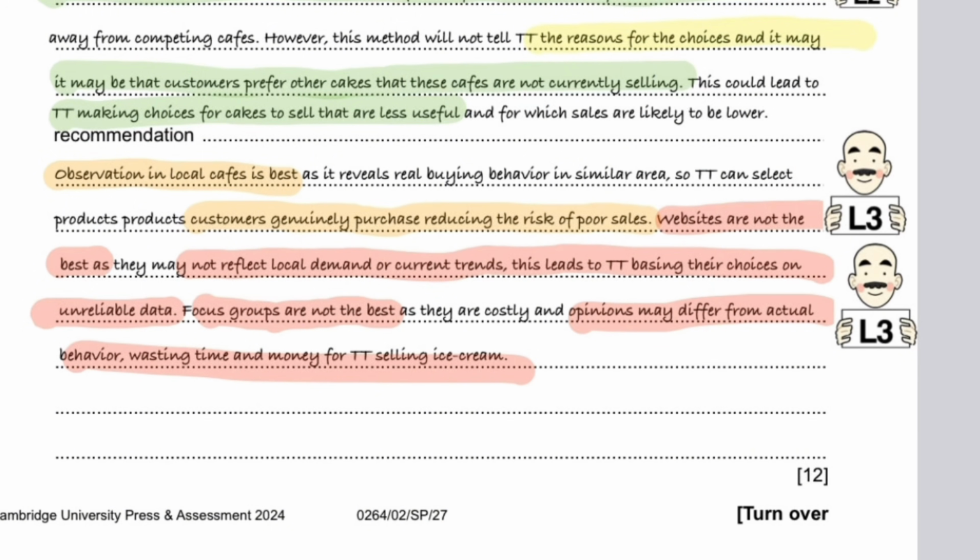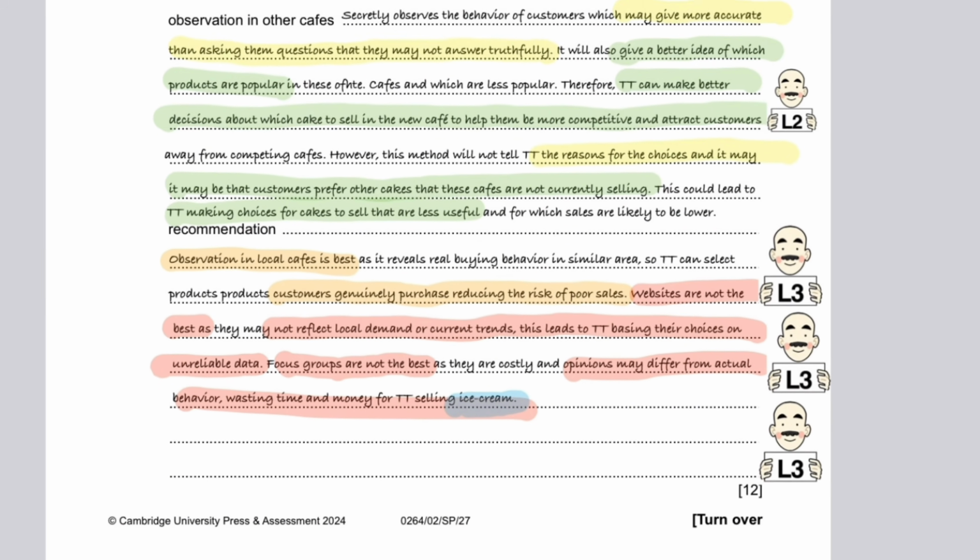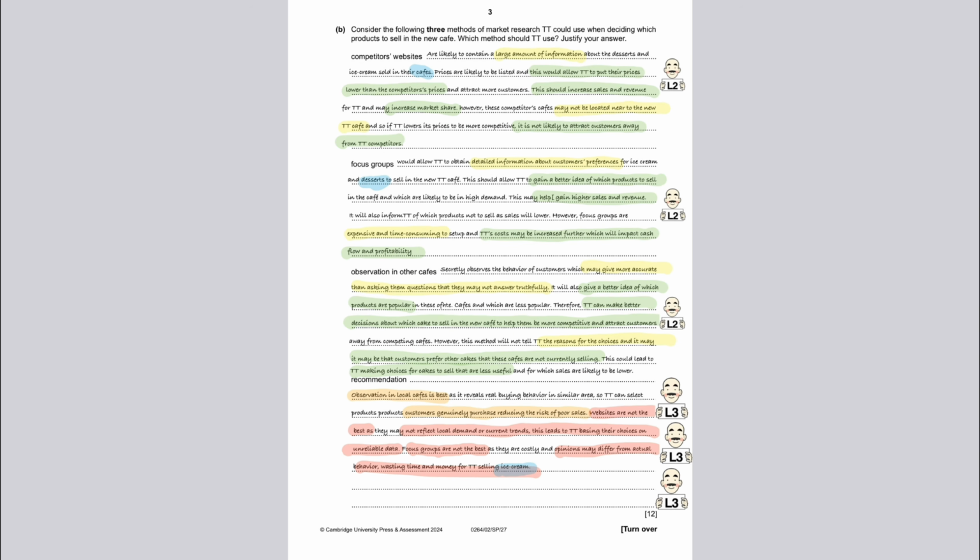And finally, I have identified why focus groups are not the best, as opinions may differ from the actual behavior, which is a waste of time and money from them selling their ice cream. And this will be my application point for the level 3 area. And because I have identified and explained why focus groups are not the best, that is my third level 3. So with 3 level 3s and 1 application, that is 12 out of 12.